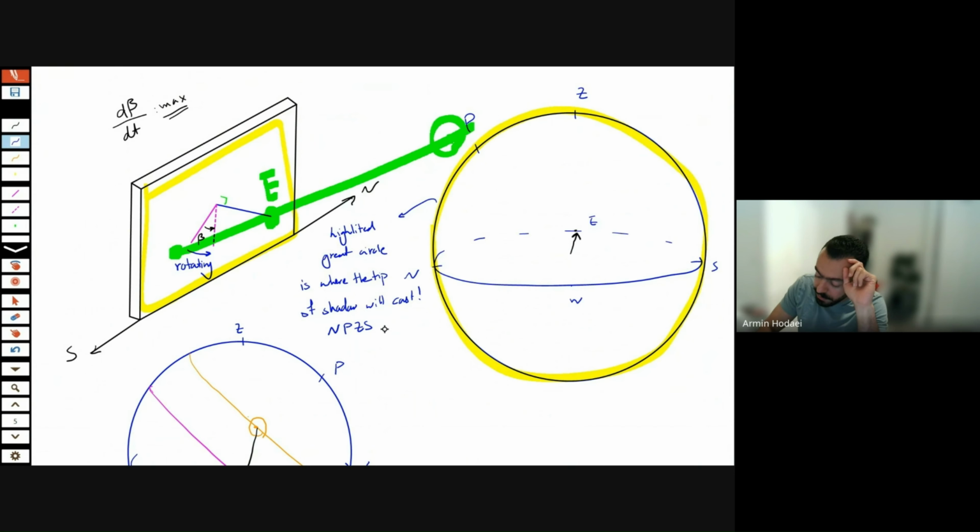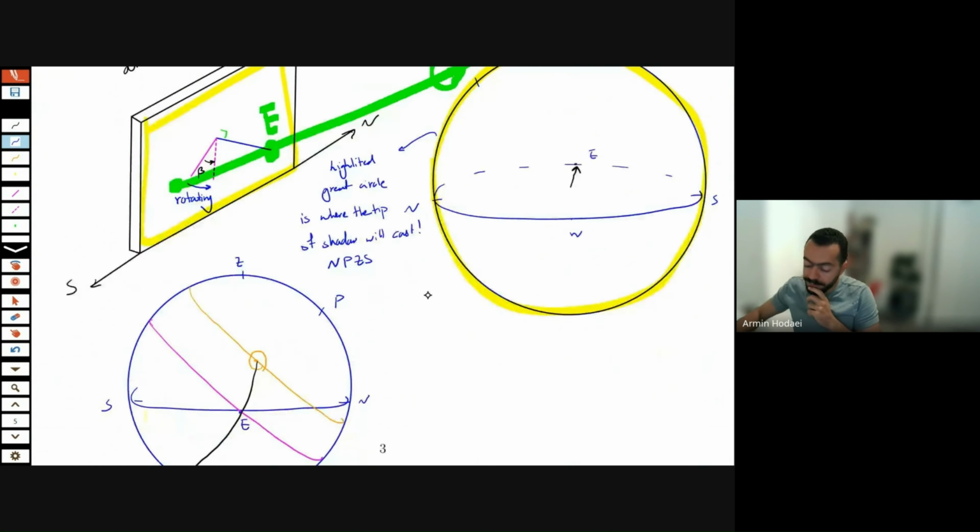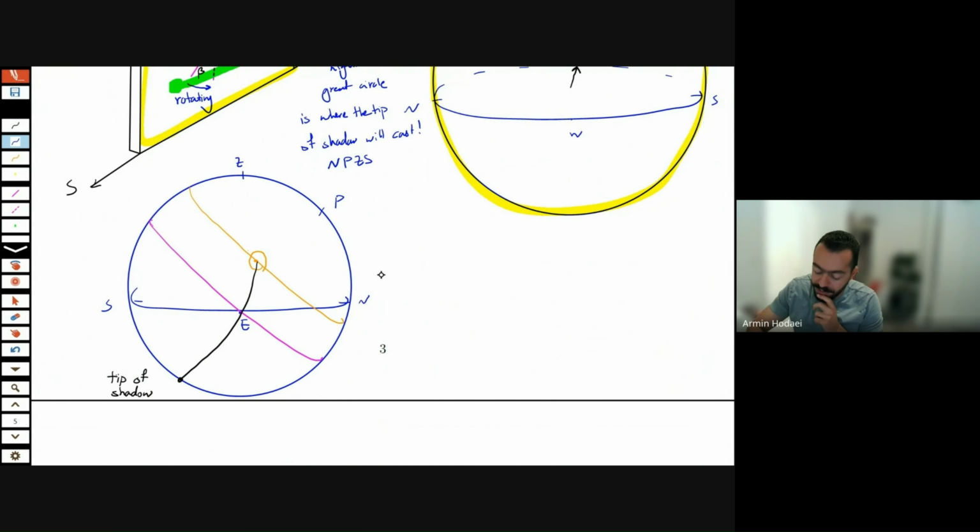NPZS, great circle. That's basically what I mean. And that is actually there, right? This is exactly there. All right, cool. So far, so good. So now, the angle which I'm actually looking for could be this angle, right? Could be that angle which I'm actually looking at.